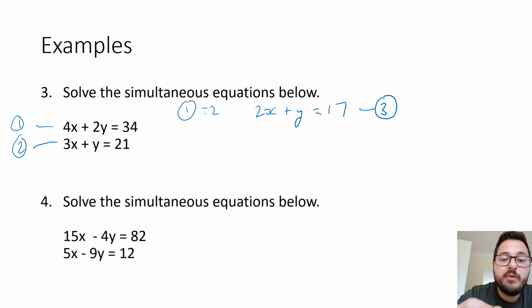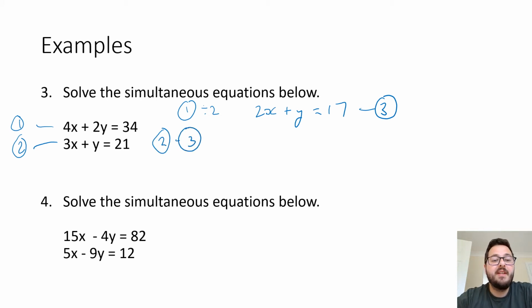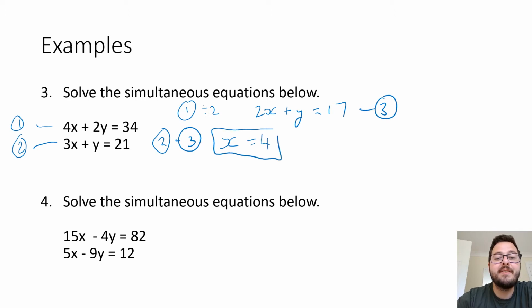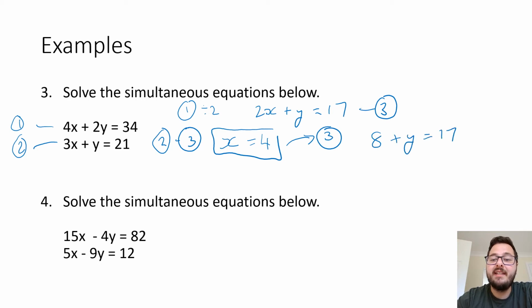So let's do 2 take away 3. So that is going to be 3x take away 2x, which is just x. The y's disappear, and then 21 take away 17 is 4. So x is 4. And then let's put this into 3. That seems to be the most simple one. So 2 lots of 4 are 8. So 8 plus y is 17. Take away the 8. We're going to get that y is 9.